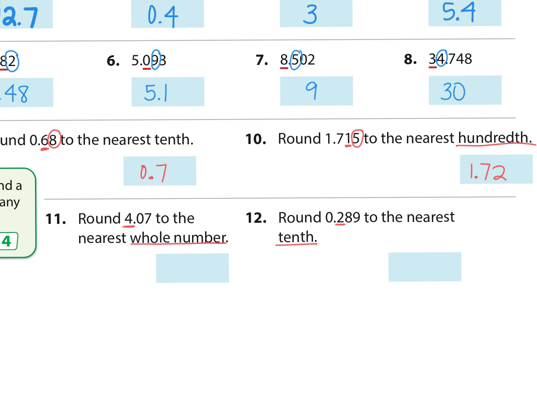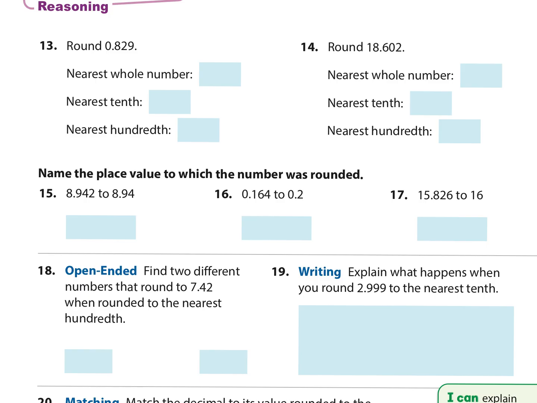The judge is directly to the right. It's 0. So what is 4 and 700 closest to? 4 or 5? 4. Okay, on number 12, we're rounding to the nearest tenth. The 2 is in the tenths place, so the judge is 8. Will it be closer to 2 tenths or 3 tenths? 3 tenths. Very good. We're going to stop here for today and finish the rest tomorrow.